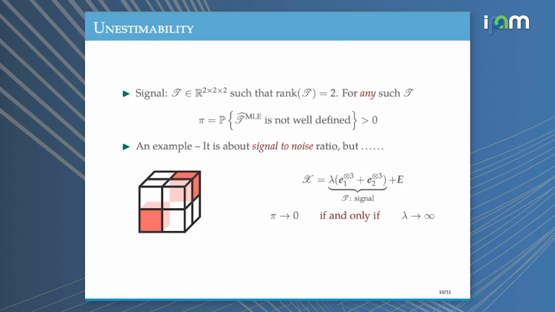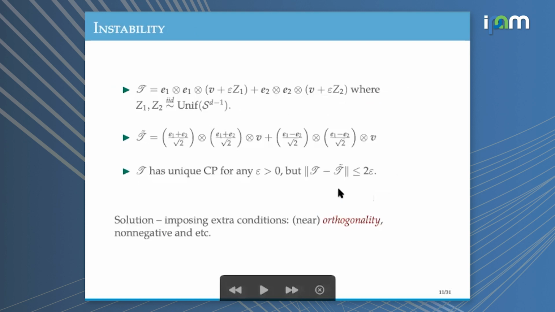One of these properties: suppose your population indeed is low rank in this CP rank sense. When you collect the data, you won't be able to go back and estimate it. So this is the unestimability issue. Now you probably ask, well, let's just say we're reasonably lucky.